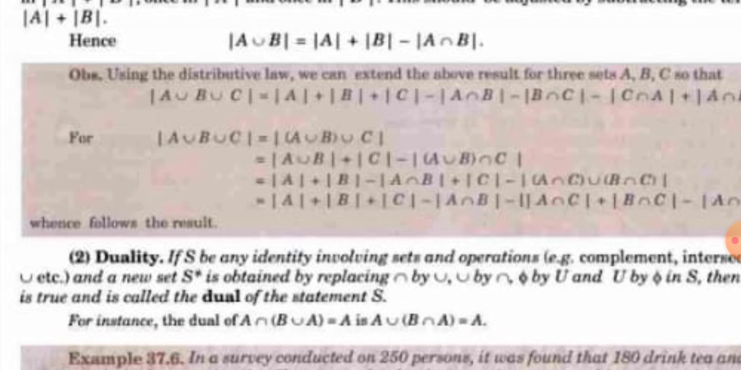For A union B union C, applying the above law two times, first for two sets and next for three sets: cardinality of (A union B) plus cardinality of C minus cardinality of ((A union B) intersection C). Cardinality of (A union B) is equal to cardinality of A plus cardinality of B minus cardinality of A intersection B, plus cardinality of C minus cardinality of ((A intersection C) union (B intersection C)).